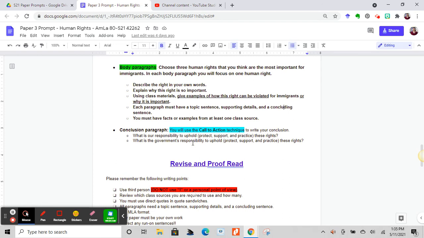What is our responsibility to uphold? That means to protect, support, and practice these rights. What is the government's responsibility to uphold, to protect, support, and practice these rights? So those are some questions you can answer and will help you write your conclusion paragraph, and remember to use the call to action technique.